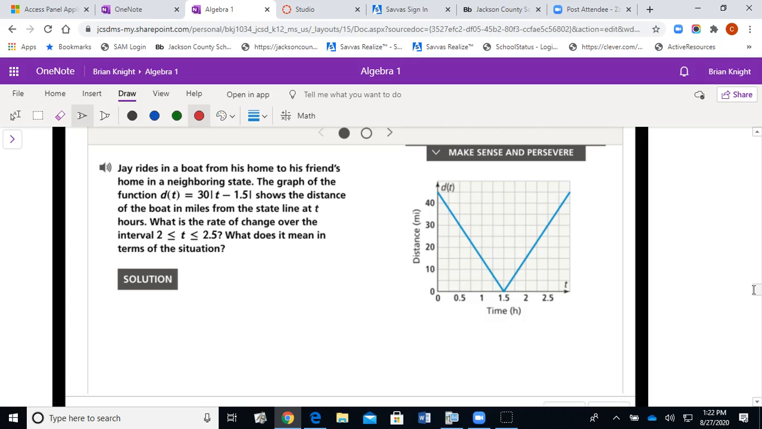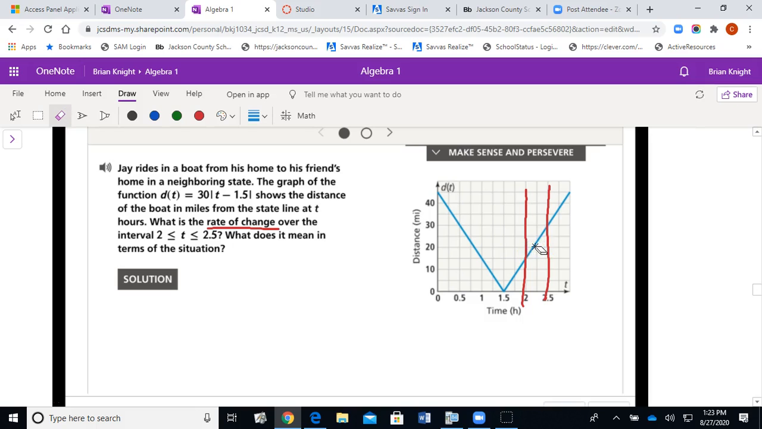Last thing. Stay with me real quick. It says, what is the rate of change, a.k.a. slope, over the interval 2 less than or equal to t, less than or equal to 2.5? Are they talking about the entire thing? No, they're just talking about from here to there. What is the rate of change from there to there? You just find the slope of that little section right there.